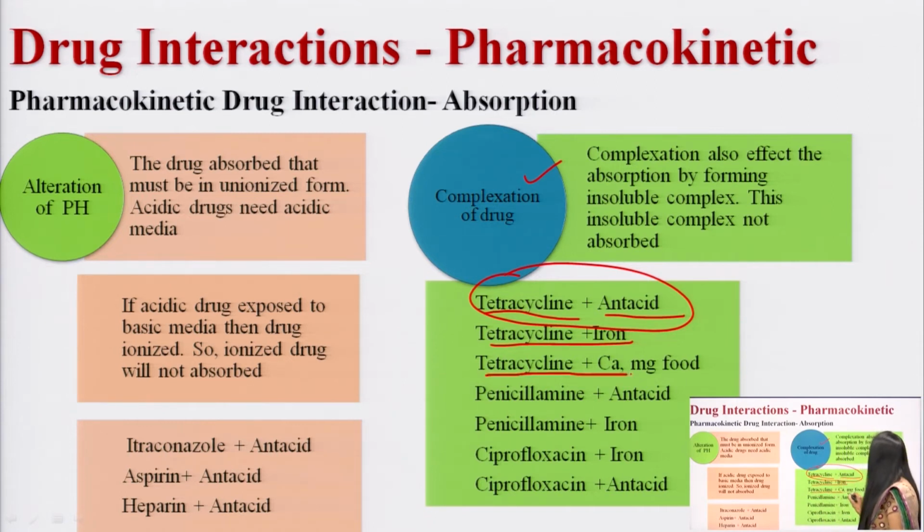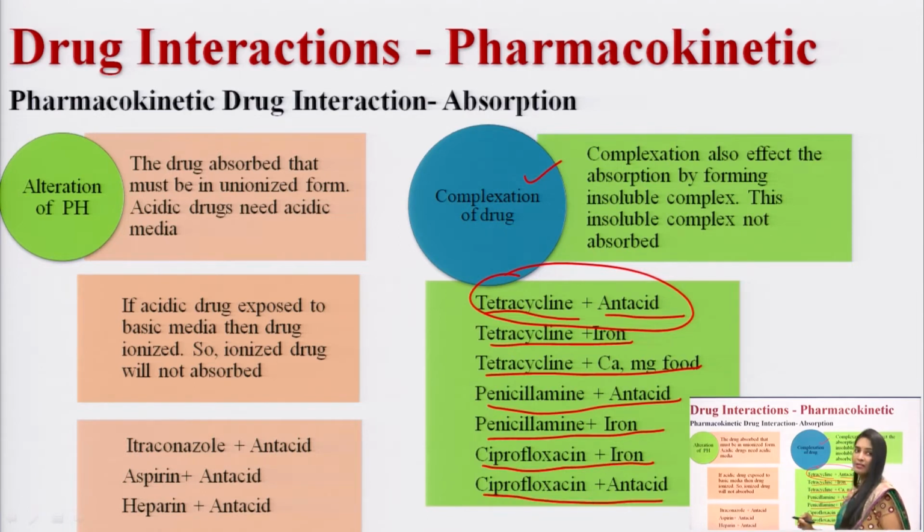In the same way, tetracycline with calcium and magnesium food, penicillamine with antacids, penicillamine with iron, ciprofloxacin with iron, ciprofloxacin with antacids. So, these are a few examples where you take one drug with another drug, and they form an insoluble complex which causes a delay in absorption and a decrease in absorption.